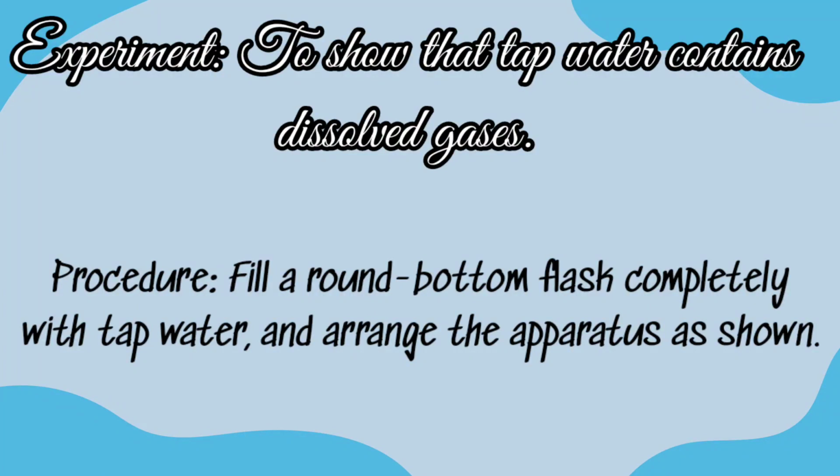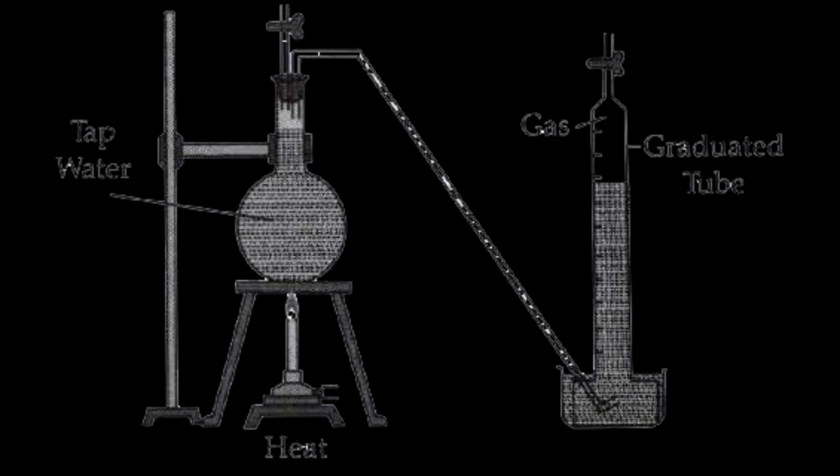Experiment. To show that tap water contains dissolved gases. Procedure. Fill a round bottom flask completely with tap water and arrange the apparatus as shown in the figure.